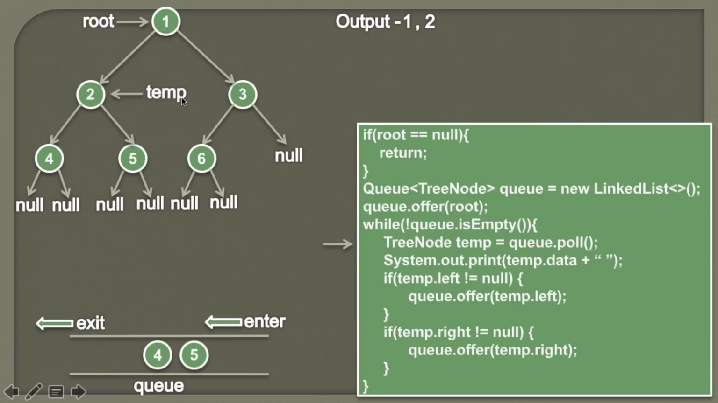So node 3 is removed and its value is assigned to the temporary node. So now temp is pointing to the node 3. Moving ahead, and then we'll simply print the data associated with the temporary node, which is nothing but 3. So 3 gets printed on the console.